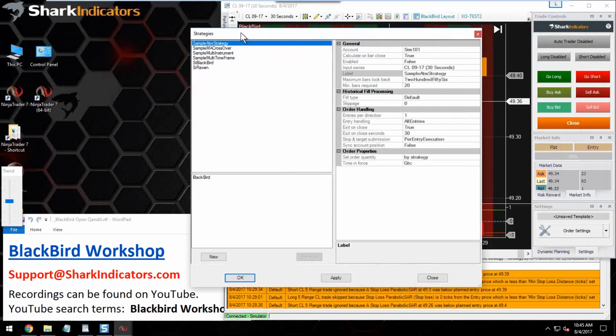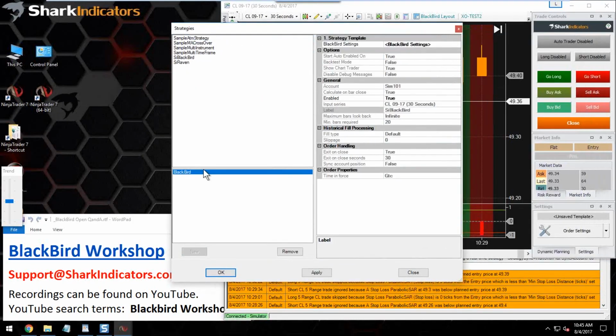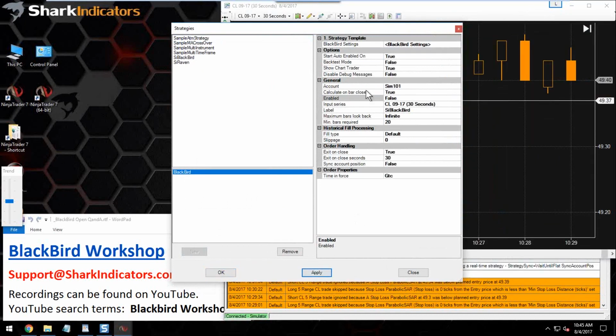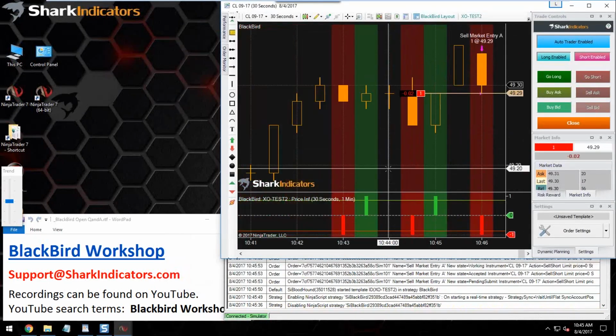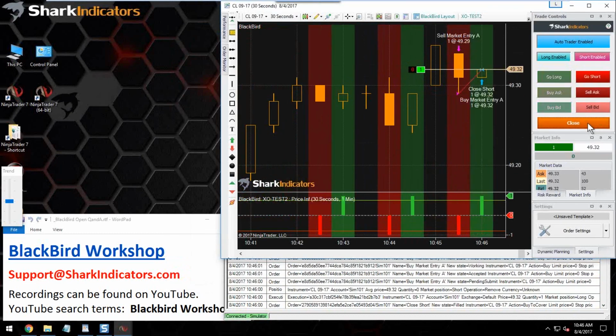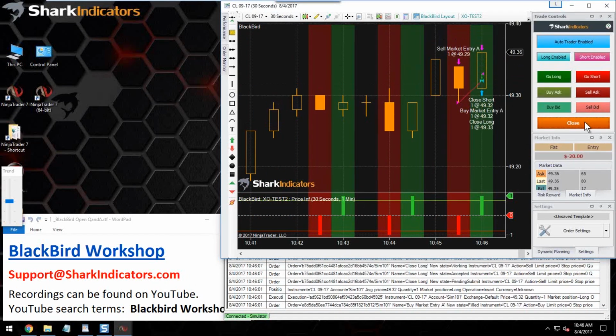So let's go into our strategies, and what we need to do is disable BlackBird and make this change here. We'll set calculate on bar close to false, and then we'll enable our strategy again. Let's close this trade out here.